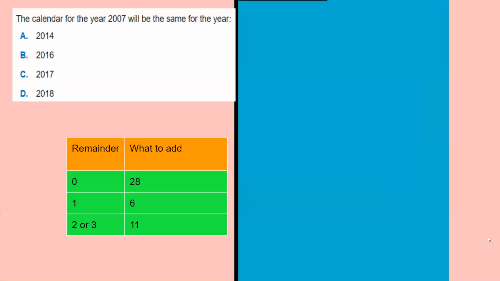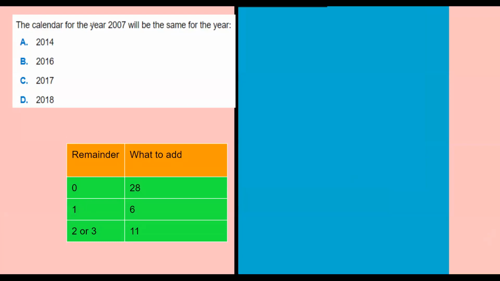Now let the concept of this question be explained to you. This is another very important technique where we have to find the repetition, like the calendar for the year 2007 will be the same for which year. Whatever the year, just divide by 4. For the divisibility rule of 4, you have to check only the last two digits.